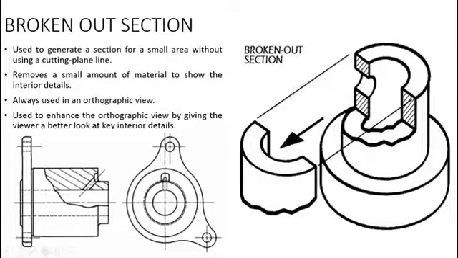In most cases this kind of sectional view is mostly used in assembly drawings. When you are doing the assembly drawing, you will see some of the parts were drawn like this. So this is it. This is a broken out section.